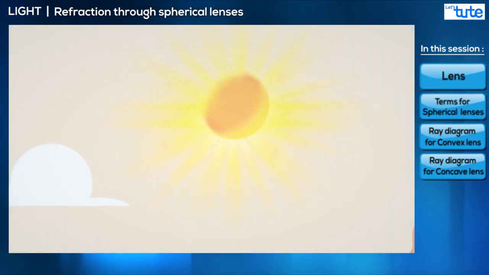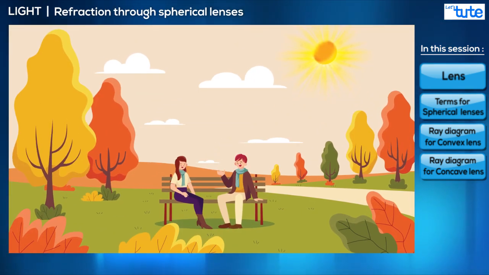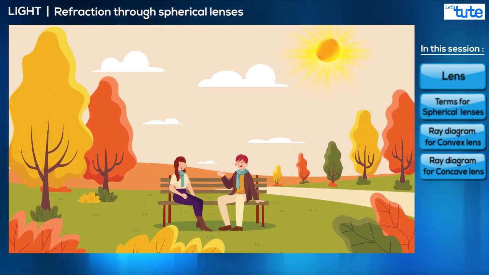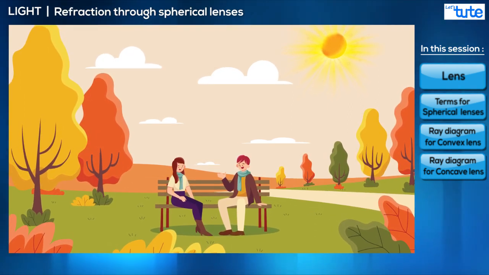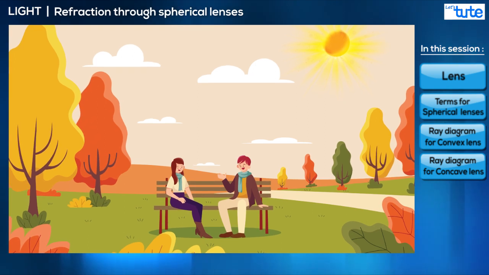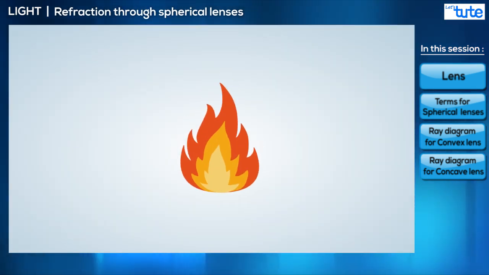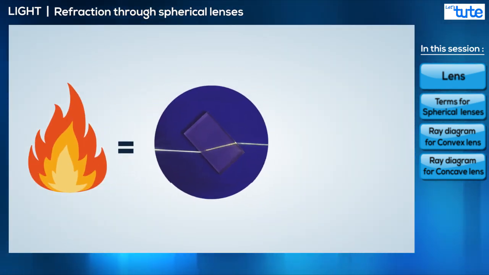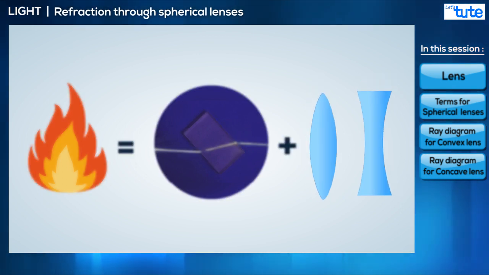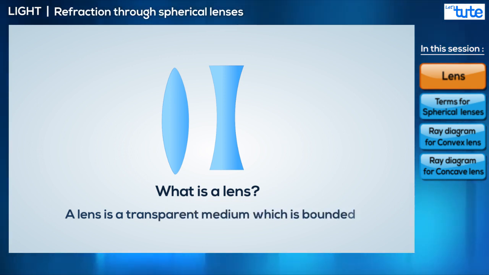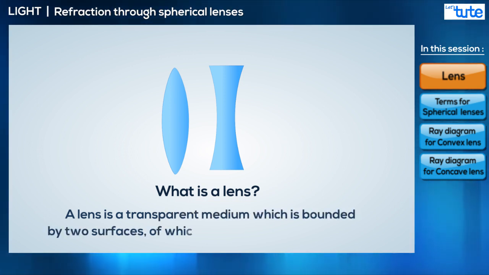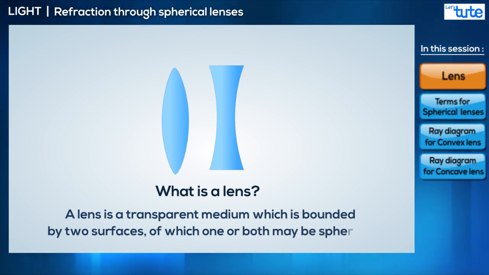The sun is so far away from us, yet we can still feel its light and warmth here on earth. We can use this heat and light of the sun to start a fire. This can be done using refraction and lenses. So, what is a lens? A lens is a transparent medium which is bounded by two surfaces, of which one or both may be spherical.